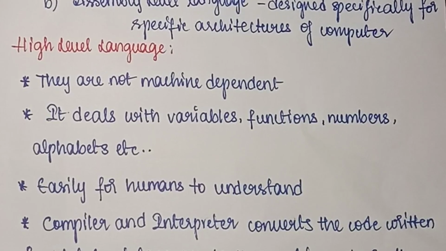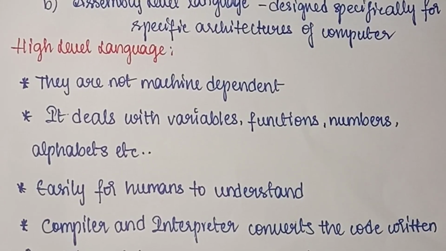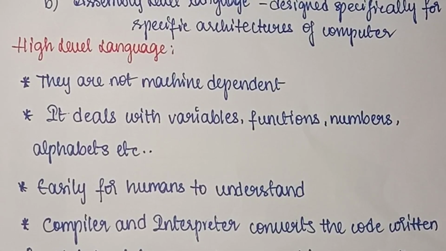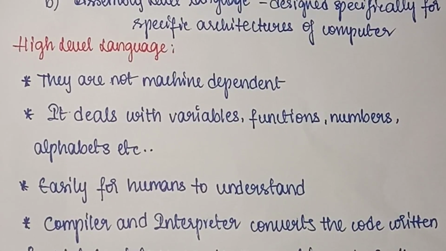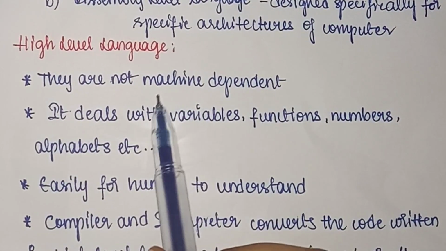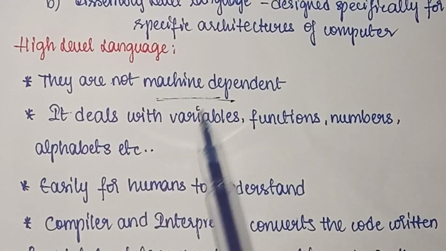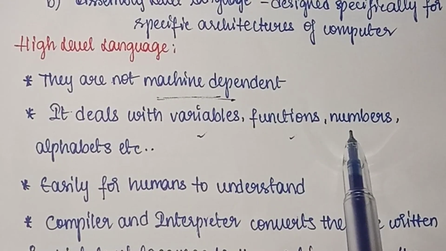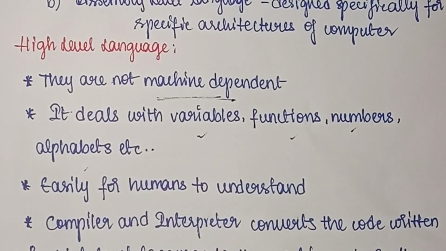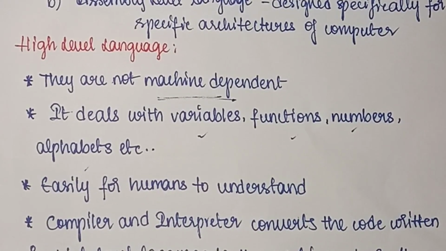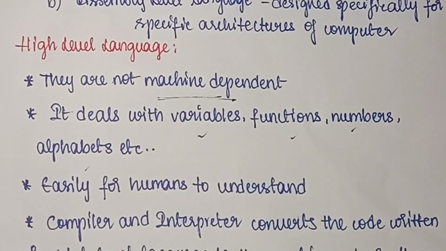Now let's see what a high level language is. High level languages are not dependent on machines, which means this language is not machine dependent. And what does this language deal with? It deals with variables, functions, numbers, alphabets, etc. You'll get to know what a variable, a function, a number, and an alphabet are in the coming videos.